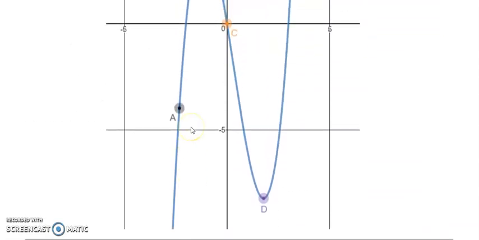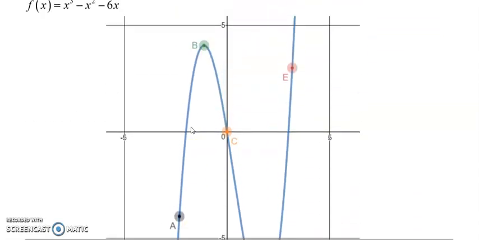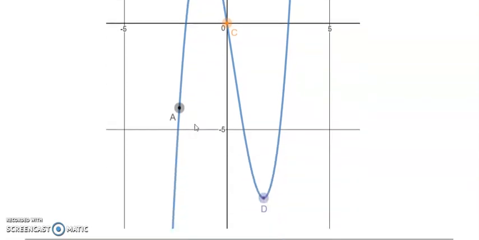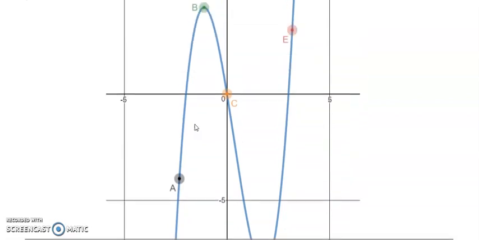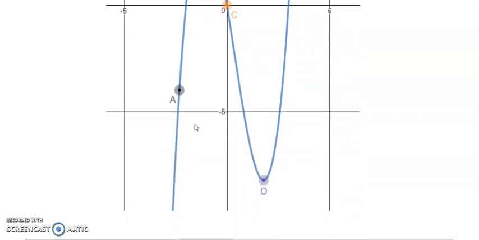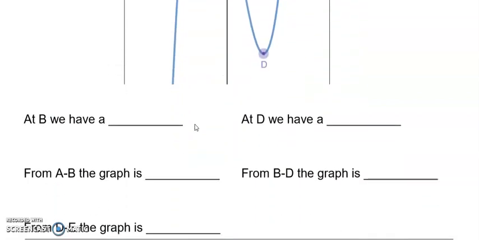This is page 9. Now, all they're doing here is asking you to look at this curve, and you can see they've placed various points on the curve, A, B, C. There's D down below, and there's a point E. Well, can you fill in these blanks here now? Can you tell what these things are?